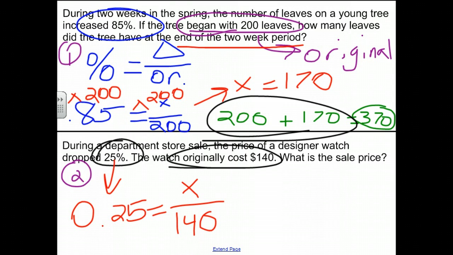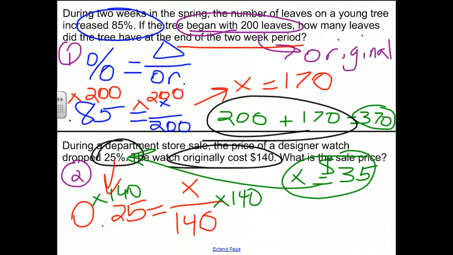Now, if we look at 140 times 0.25, which is how we solve this equation, multiply both sides by 140, clears the denominator. We end up with x is equal to 35. Now, the watch, if it only decreased by 25%, didn't go all the way down to $35, that would be much larger than a 25% drop. But 35 is our change. That is our 25%.